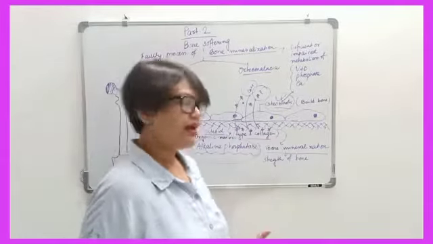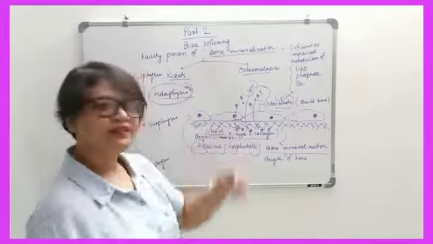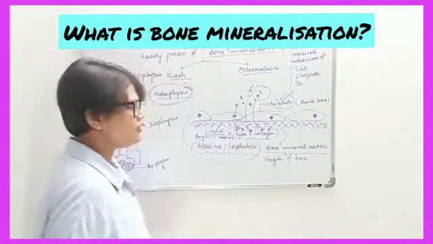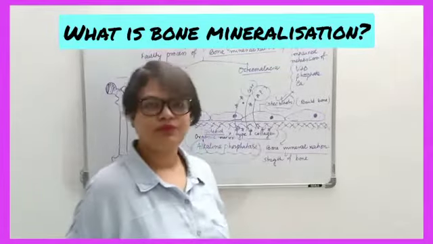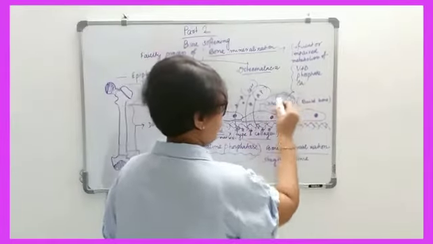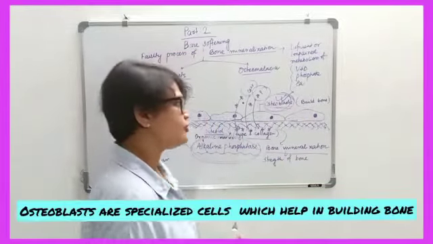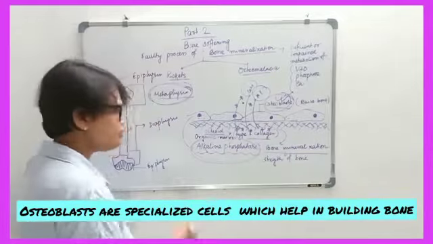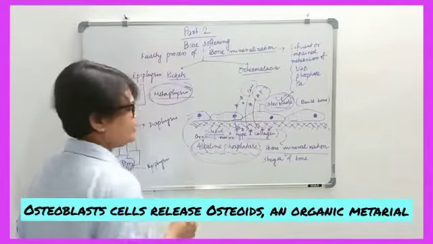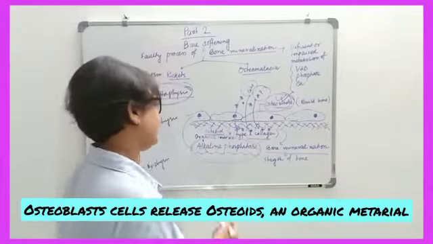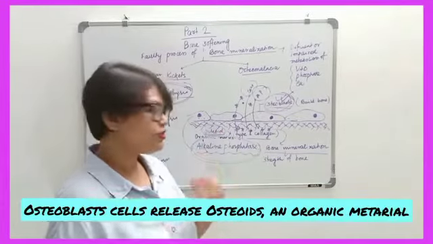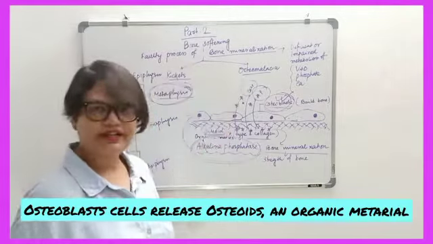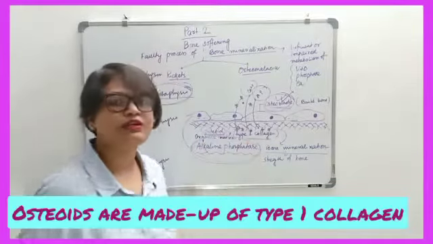Before discussing that, I would like to talk about bone mineralization. So what is bone mineralization? We all know that there are some specialized cells in the bone called osteoblasts. They actually help in building bone. These osteoblast cells secrete some organic material called osteoid. These osteoids are made up of type 1 collagen.